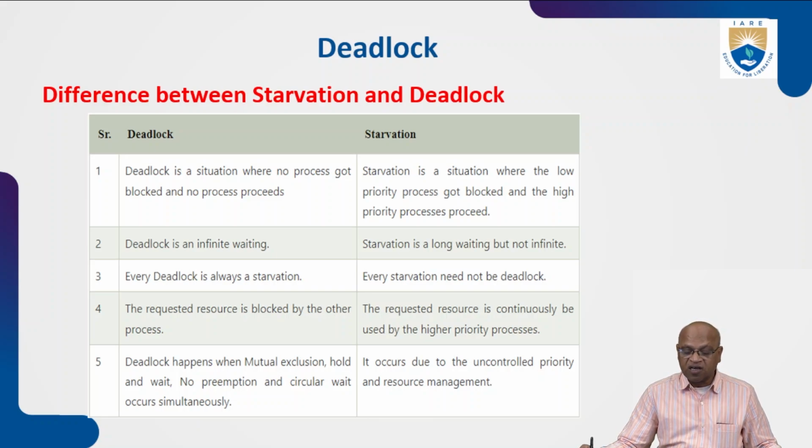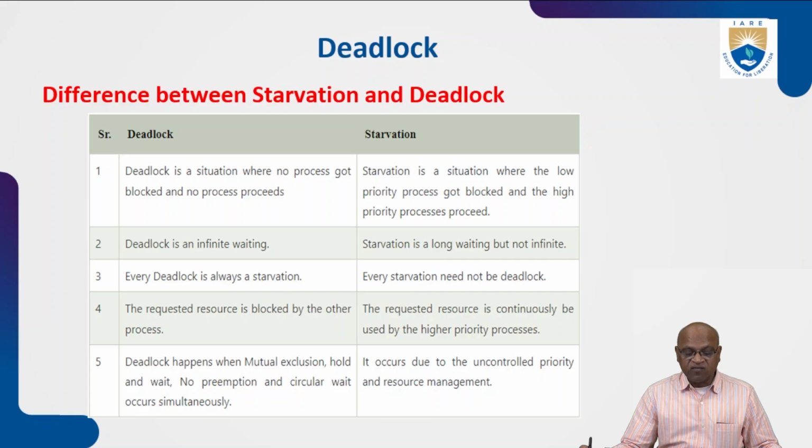Starvation is a situation where a low priority process is blocked while the high priority processes proceed. The high priority process is being executed, whereas the low priority process keeps on waiting. How long it will continue, we don't know. That is called starvation.